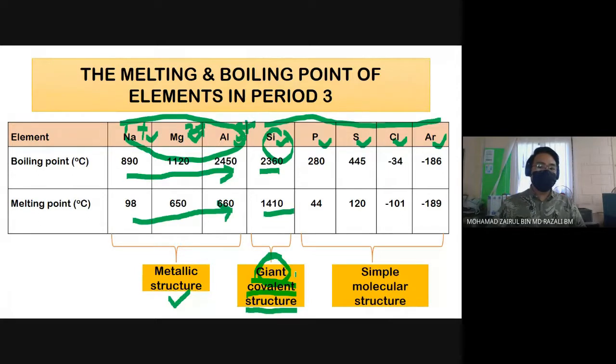Sebab giant covalent structure ni maknanya dia ada very extended network of silicon. Dia macam diamond. Okay, diamond, awak tahu diamond is very hard, solid kan? Sebab dia ada giant covalent structure of carbon. So dia ada besar, so maknanya dia punya molecular weight is very very high. That's why the covalent bond is very strong. Okay, so in terms of phosphorus, sulfur, chlorine and argon, these are non-metal. Non-metal kita akan explain in terms of simple structure. Kita akan tengoklah apa beza giant, apa beza simple.